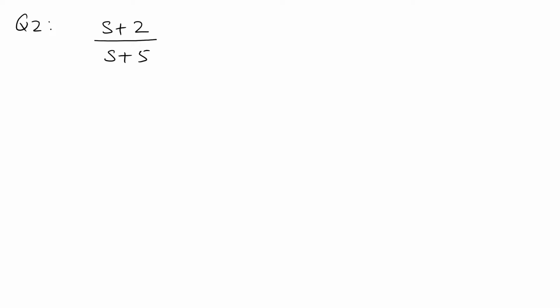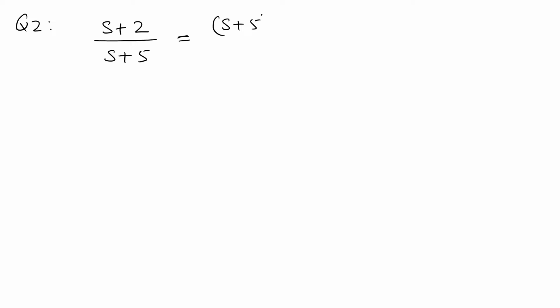So as the next one, we have s plus 2 over s plus 5. This is the same problem but upside down. What will happen here is the same argument. We're going to recreate the denominator in the numerator. So that means we're going to add 5. So we have s plus 5.